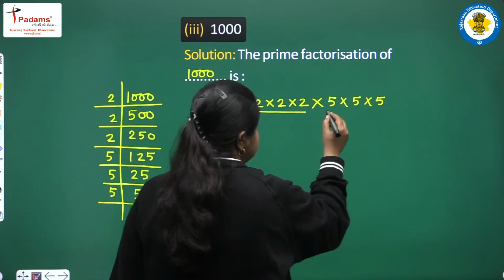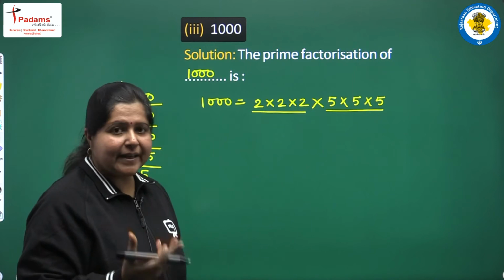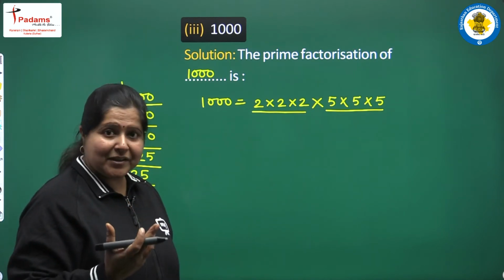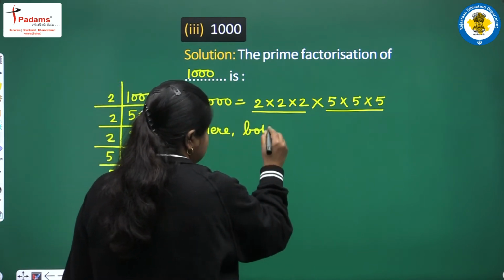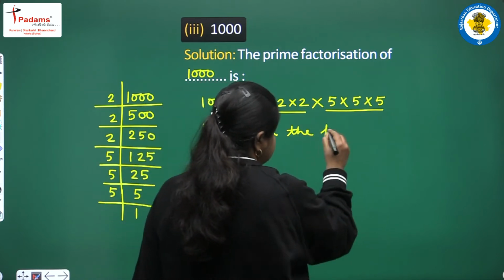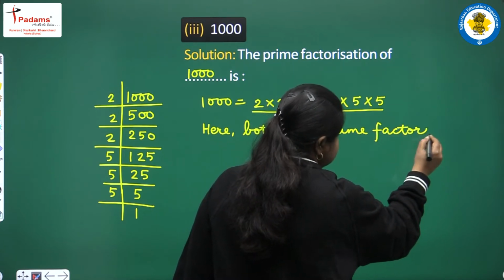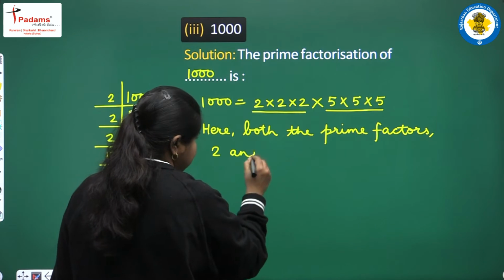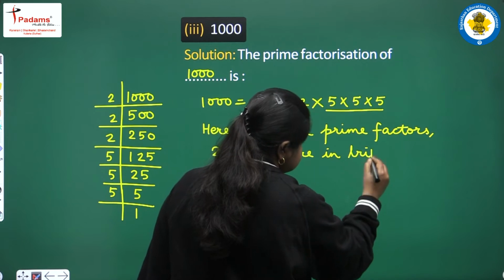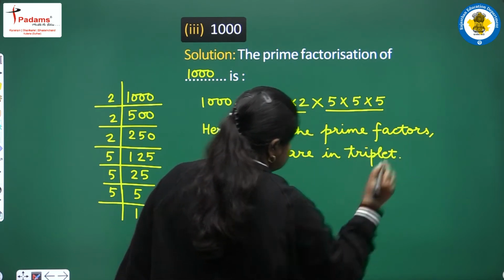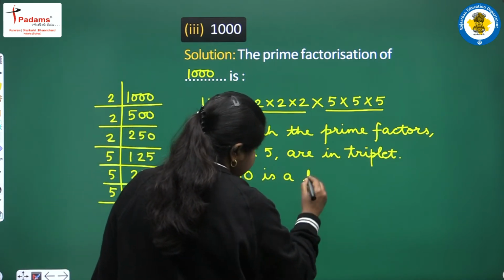We will see groups of 3, and we are having both these factors in groups of 3. A triplet is forming for 2 and also for 5, therefore 1000 is a perfect cube. So we write it here: both the prime factors 2 and 5 are in triplets. Therefore, 1000 is a perfect cube.